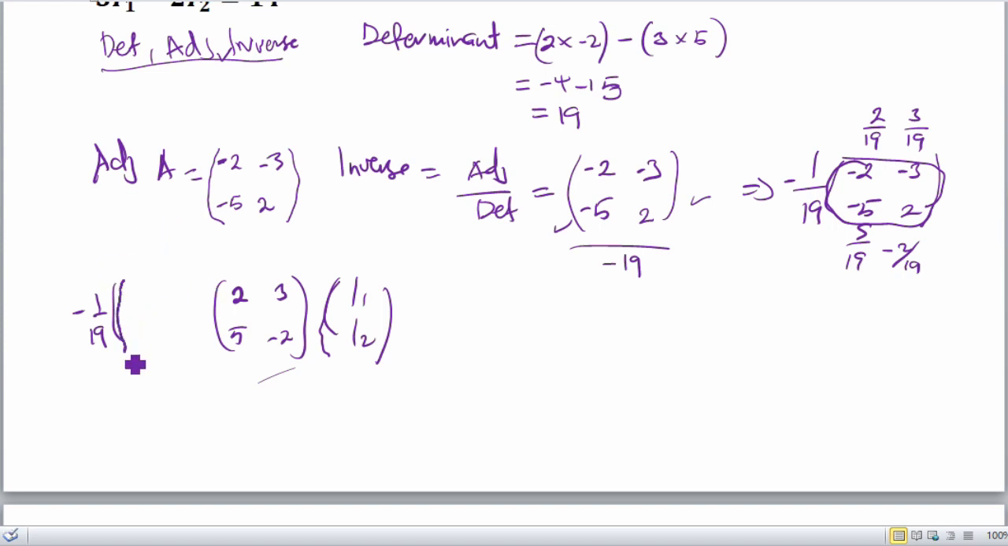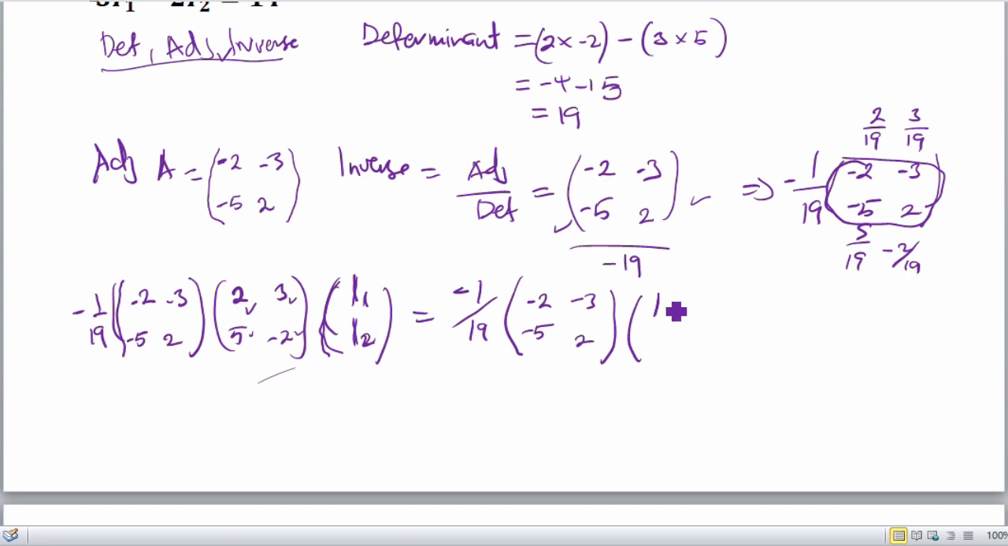Okay. So taking the inverse, multiply on my left hand side, that is negative 1 over 19 into minus 2, minus 5, minus 3, and 2, multiplied by 2, 5, 3, negative 2, multiplied by I1, I2, equals again the inverse, negative 1 over 19 into negative 2, negative 5, negative 3, 2, multiplied by 13, 14.